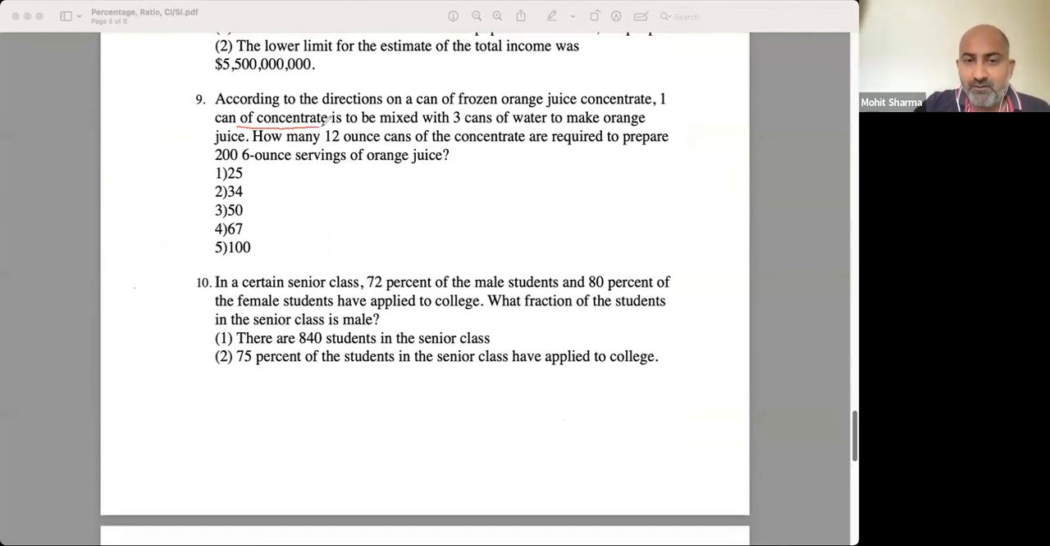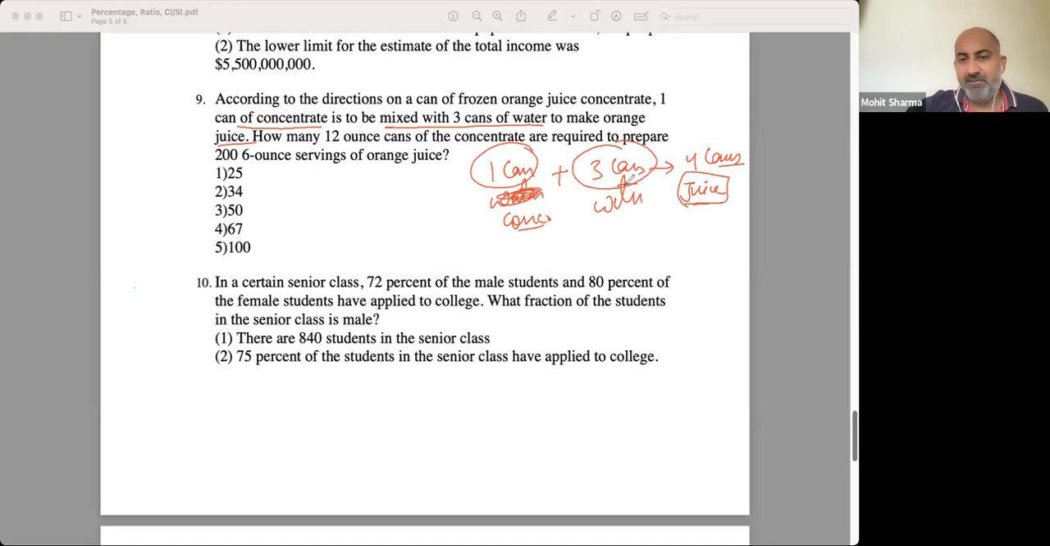1 can of concentrate is to be mixed with 3 cans of water to make orange juice. So 1 can of concentrate is getting mixed with 3 cans of water to make juice. So how many cans of juice would there be? 4 cans, obviously. 1 can plus 3 cans will make 4 cans.